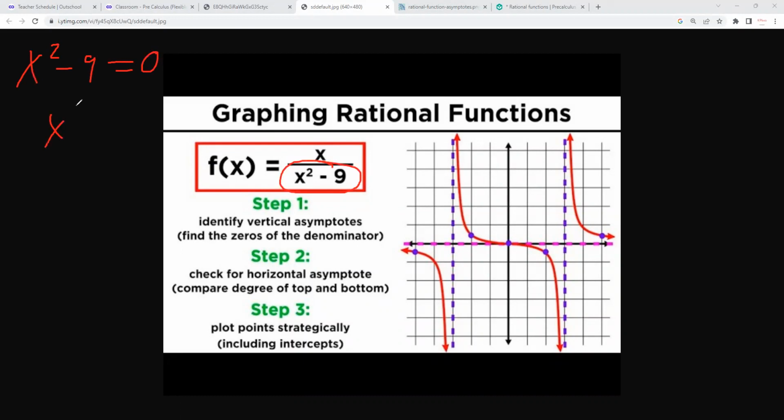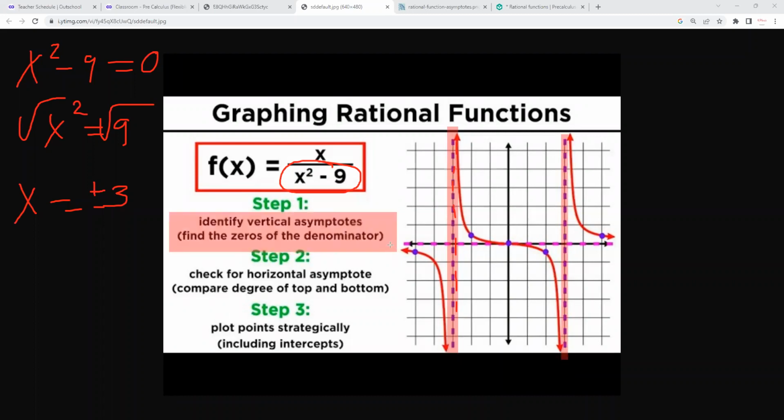that would get you x squared is equal to 9. And the square root of x squared means x is equal to plus or minus 3, which you see here as these dashed lines. So x cannot equal 3 or negative 3. These here are called vertical asymptotes. They're vertical lines.